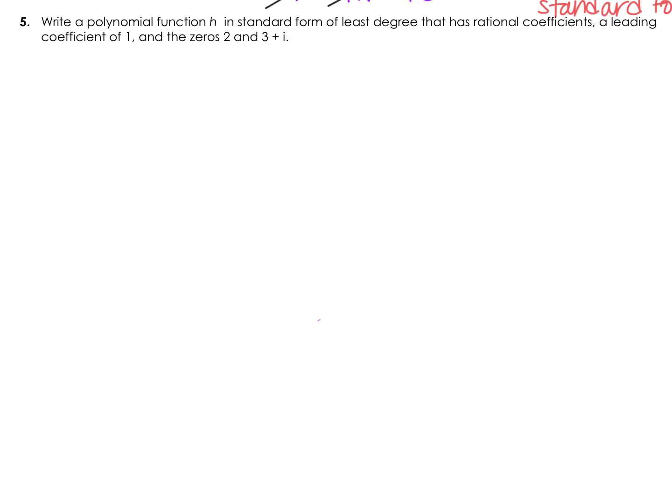Okay, so just a refresher from last week. If I've got h of x, leading coefficient of 1, remember that when I do the zeros, I'm going to do x minus 2. You subtract your 0.